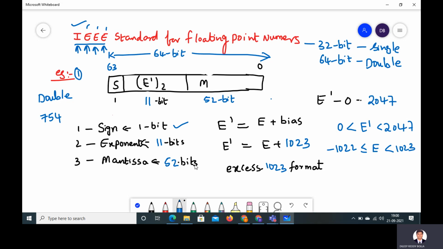Look at this complete data that we have here. We have the sign bit, the exponent part, and the mantissa part. This is what we have seen in the previous lecture. So let us continue with it.